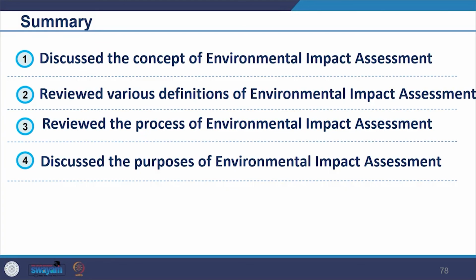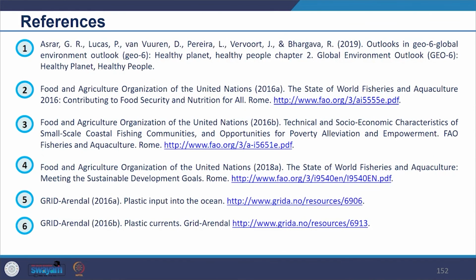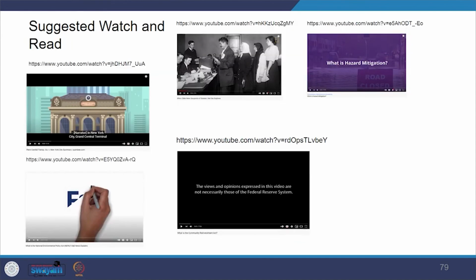So that was about defining EIA, looking at its process and the key purpose of EIA. Summarizing what we covered today, we discussed the concept of EIA, we looked at the definitions, and then we looked at the process and the purpose of EIA. Here you can see the references. Our coverage has been limited by the scope of the subject. Additional resources to read and watch are provided in the list given here.